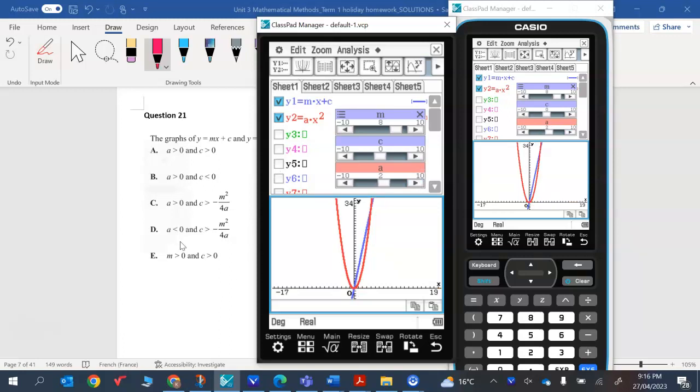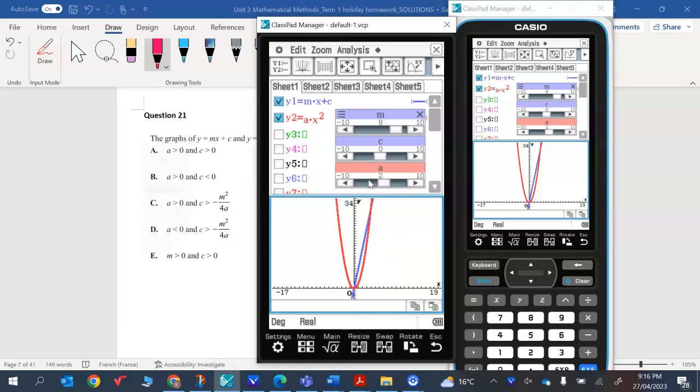Actually I can see the options here, I don't need to get rid of it. All right, so if I have a look at option A, when A is greater than 0 and C is greater than 0. Remember, we don't want any points of intersection. As I've got it now, you can see they are crossing. There's 2 points of intersection.